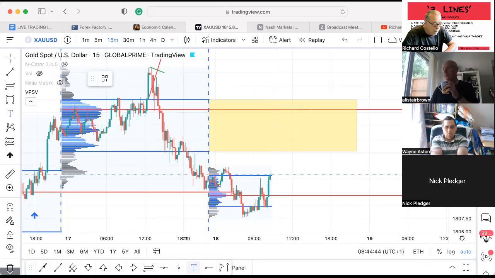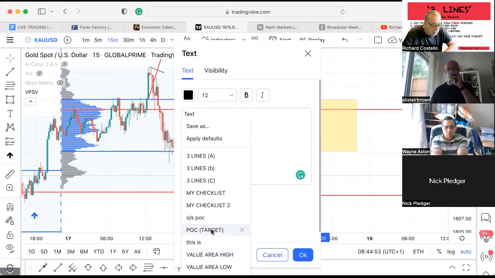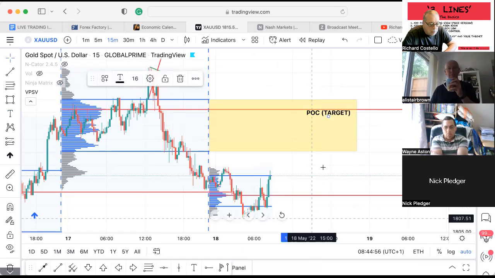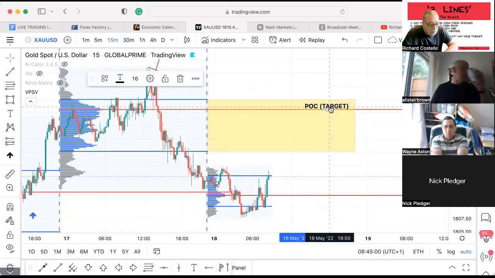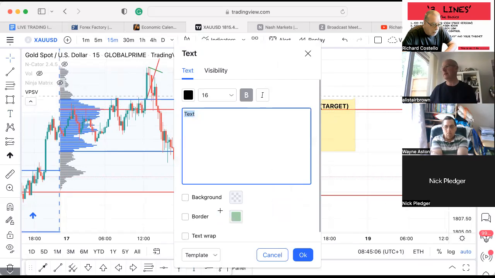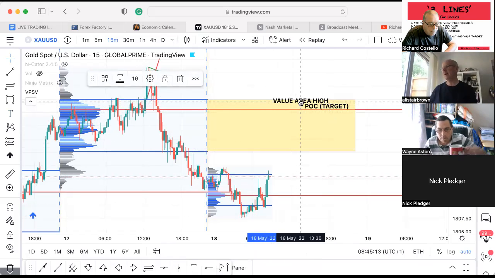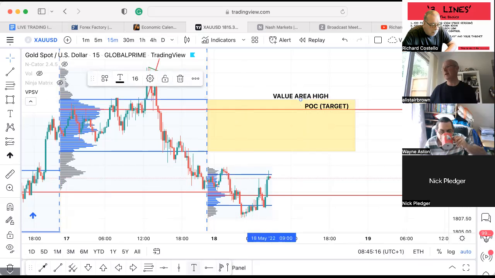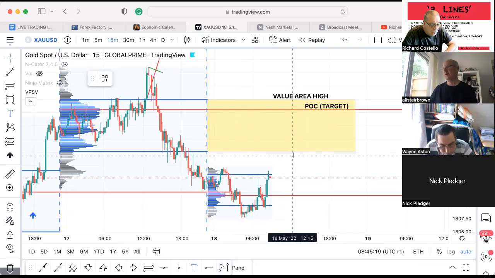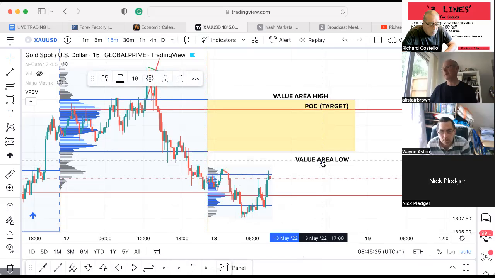Next thing I do is I label these lines, and I've already got templates set up. You can do this yourself. The POC, yesterday's POC, is also today's target. So that is my reminder there. I put on a value area high up there, and value area low. I'll put that there. And that's it, we're all set up.